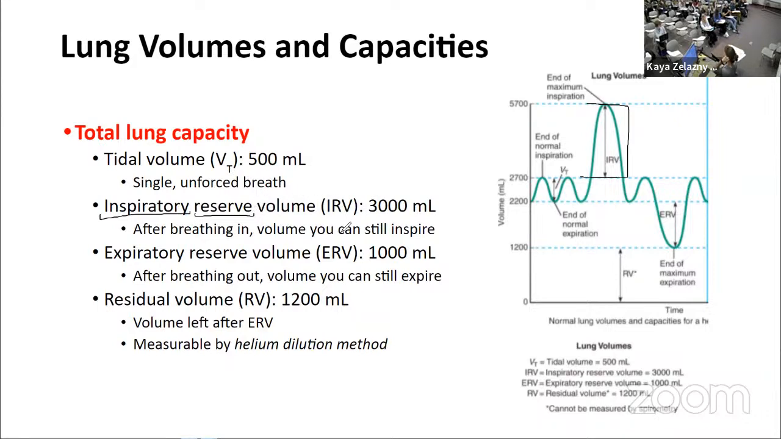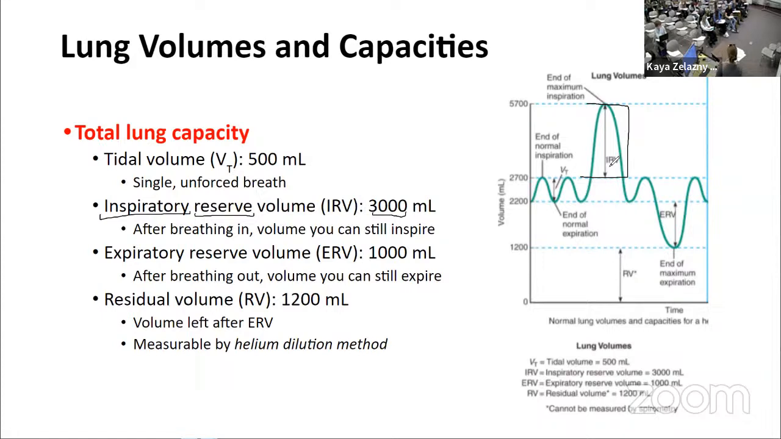So that inspiratory reserve volume is usually about 3,000 milliliters. So like way more than a tidal breath, right? So you can actually breathe in a lot more than you do when you're just sitting around easy breathing. So that's our inspiratory reserve volume.